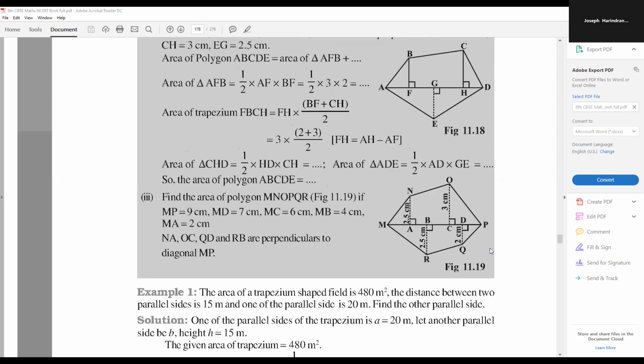In this figure, we have a polygon. This polygon has how many sides? M, N, O, P, Q, R, M. MNOPQR. 1, 2, 3, 4, 5, 6 sides. So it is a hexagon, but it's not a regular hexagon.